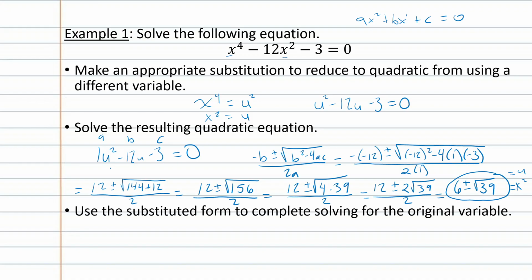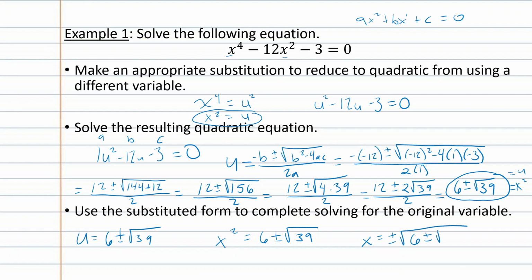Because when we come through here, what we had was an equation that we essentially solved for u. So if u equals 6 plus or minus the square root of 39, and we know that u equals x squared, that means x squared has to equal 6 plus or minus the square root of 39, right? Which technically means that x equals plus or minus the square root of 6 plus or minus the square root of 39.